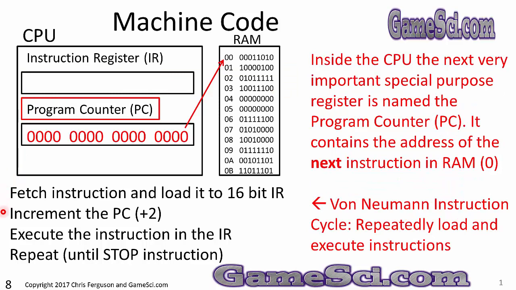Let's trace the von Neumann instruction cycle step by step and see how the CPU executes a computer program. Inside the CPU, the next very important special purpose register is named the program counter, or PC. It contains the address of the next instruction in RAM, address 0 in this case. The von Neumann instruction cycle says repeatedly load and execute instructions. Well, where is the instruction loaded from? It's loaded from the memory address that the program counter points to. If this is filled with zeros, the next instruction is address 0 in RAM.